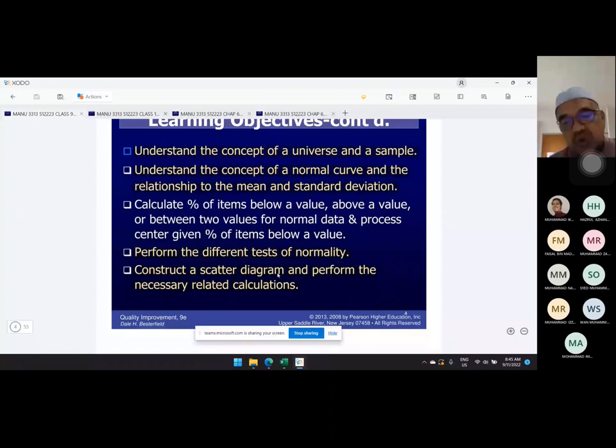And lastly, we must know that quality tool number 7, called scatter diagram, is available, and we must be able to use it.